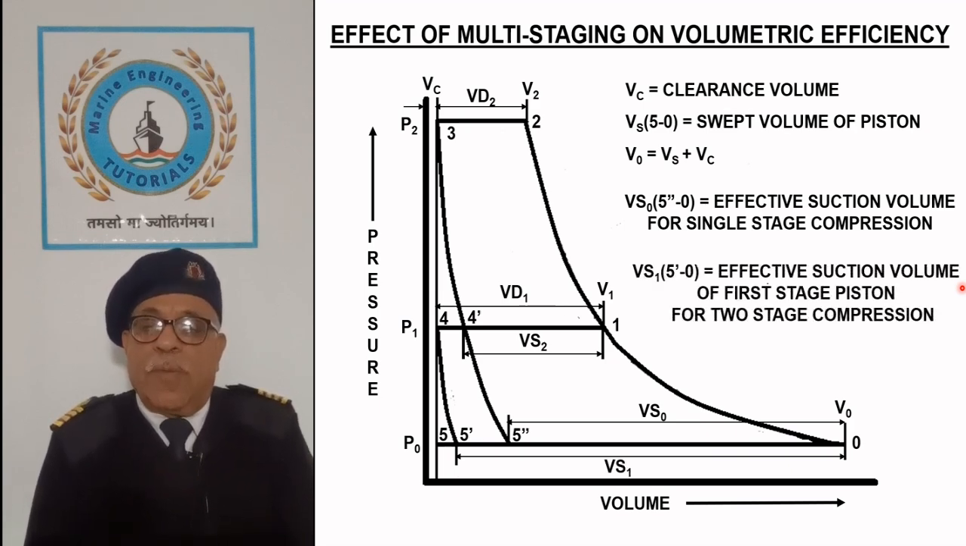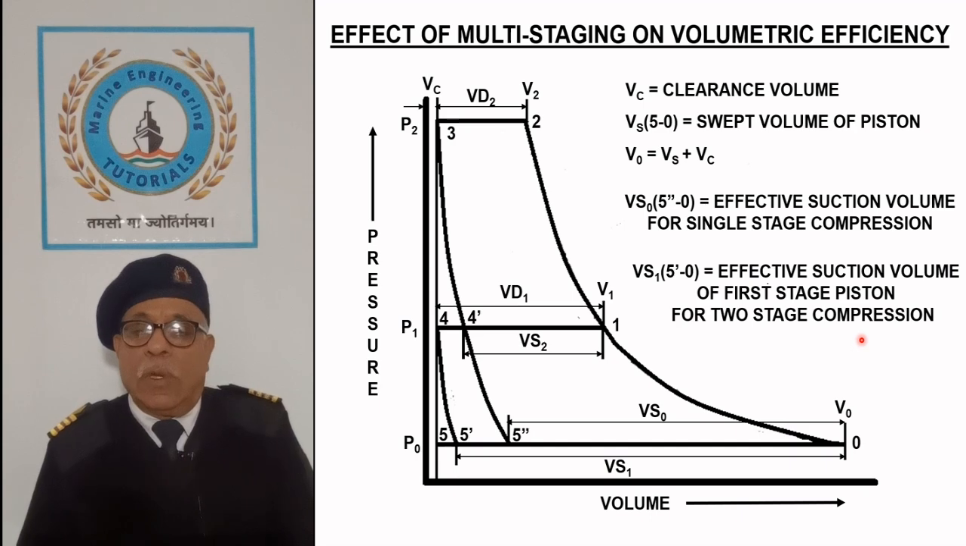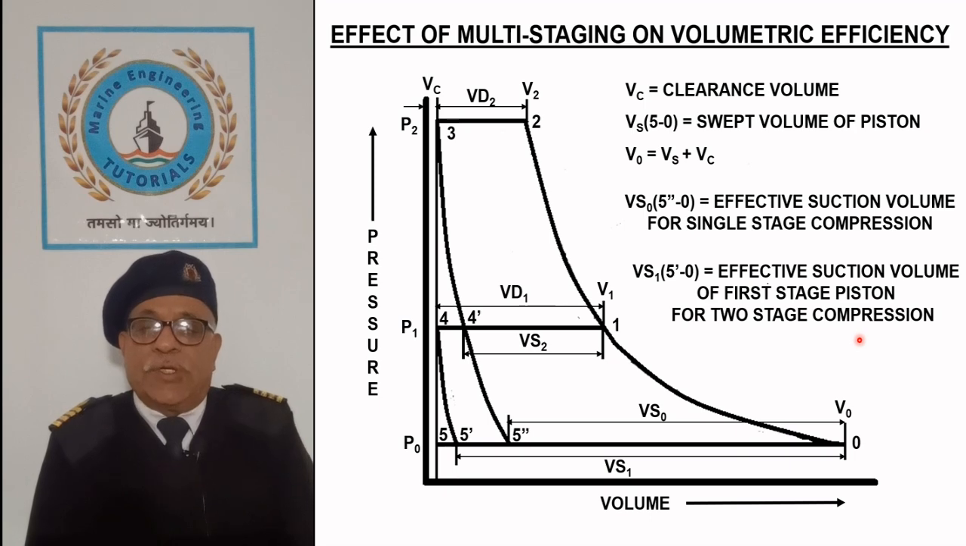Vs1 represented by the process 5-0 is the effective suction volume of first stage piston for the two-stage compression. Theoretical suction volume of first stage piston of two-stage compression represented by the process 5-0 gets reduced to the effective suction volume represented by 5'-0 due to expansion of trapped air after the delivery of compressed air at point 4 along the curve 4, 5'.